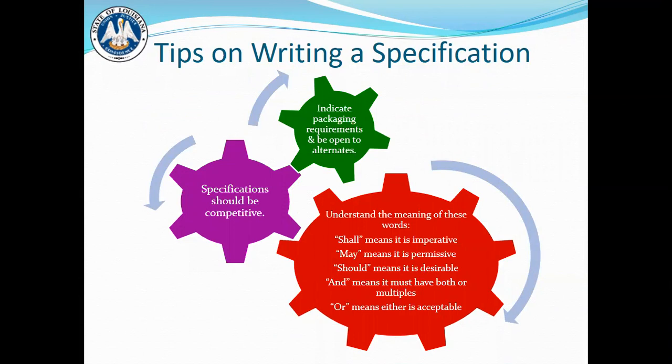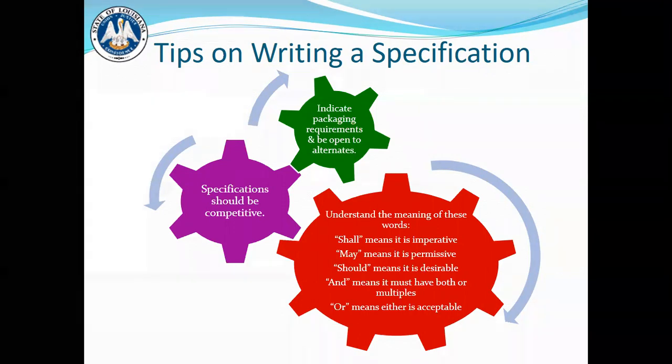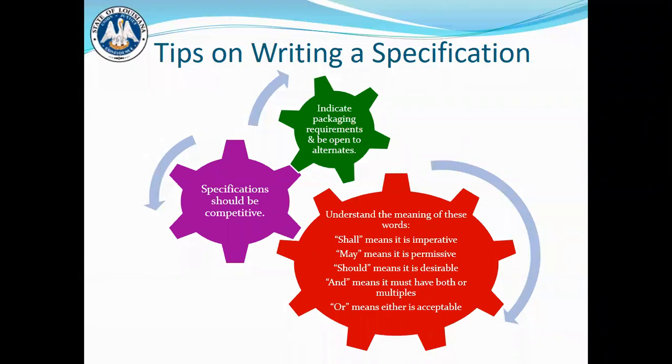So say you want honey buns and they come 20 to a case. Or would you be open to receiving, say, 40 to a case? That's just something you want to keep in mind for packaging, to make your specifications more clear and concise. Also, they should be competitive.